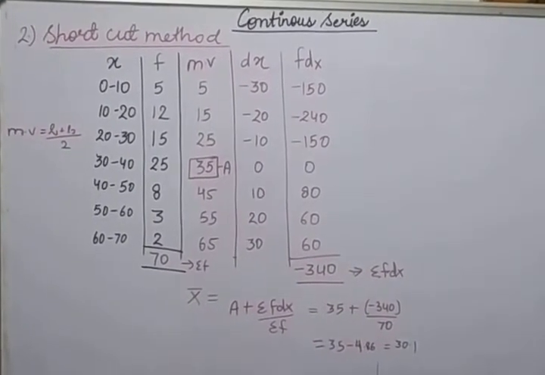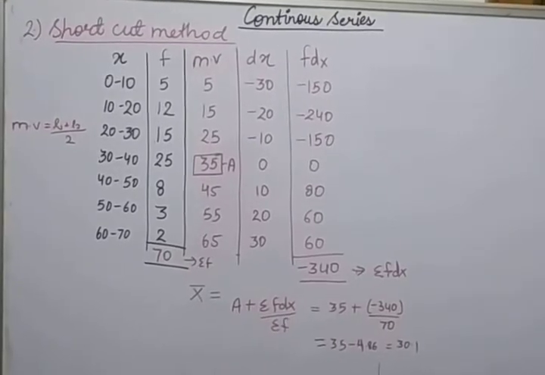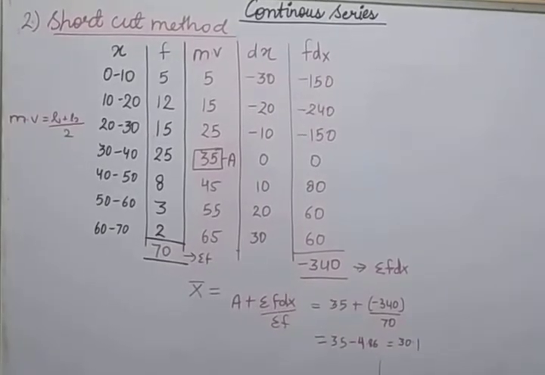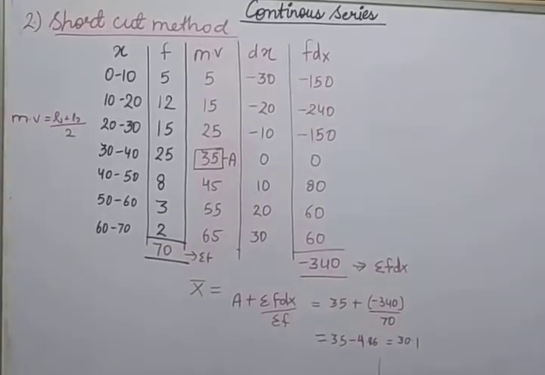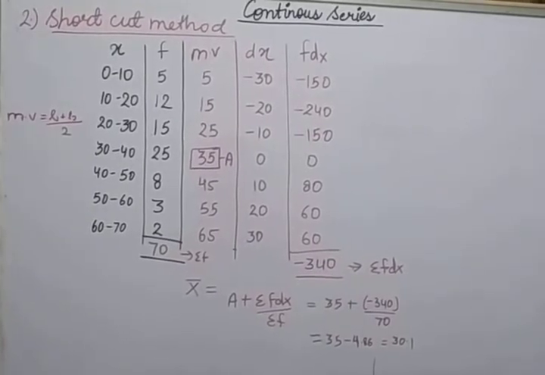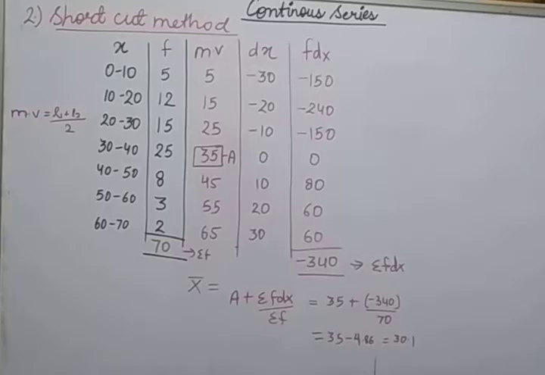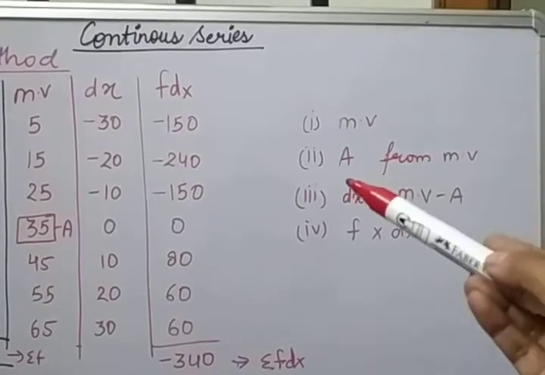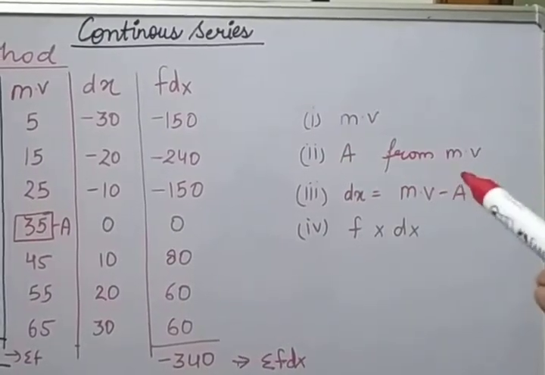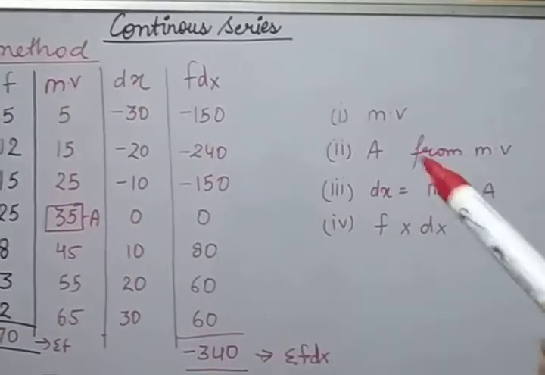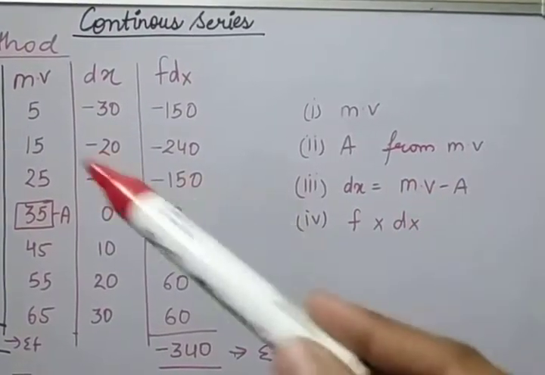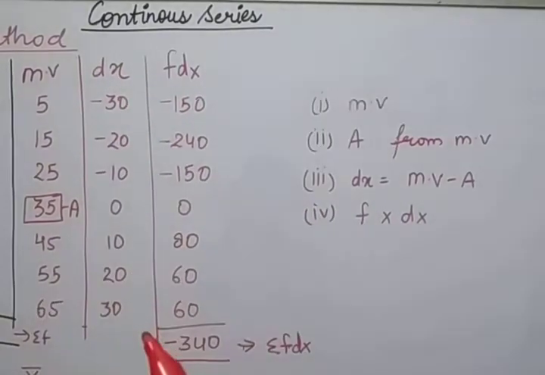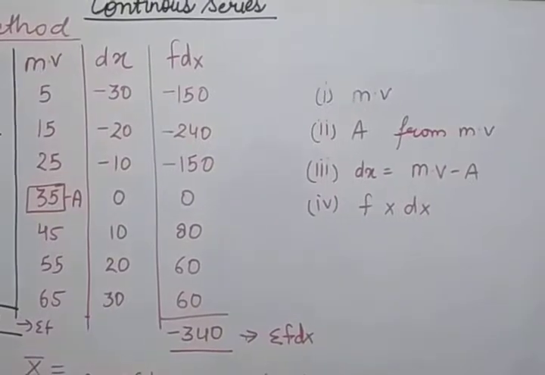Your first step, convert the class interval into mid value. Second step, from the mid value assume any one number. Third step, calculate dx by deducting the assumed number from the mid value. Fourth step, multiply frequency with dx. So after that you will put the values in the formula.